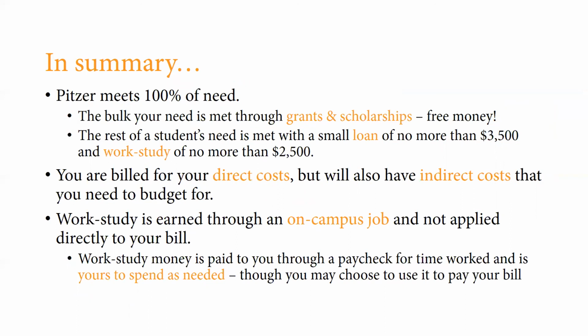You are billed for your direct costs, but will also have indirect costs that you will need to budget for. Work study is earned through an on-campus job and not applied directly to your bill. Work study money is paid to you through a paycheck for time worked and is yours to spend as needed, though you may choose to use it to pay your bill.